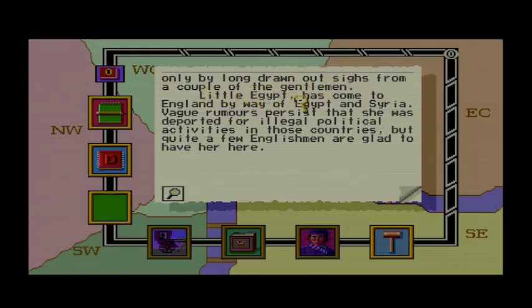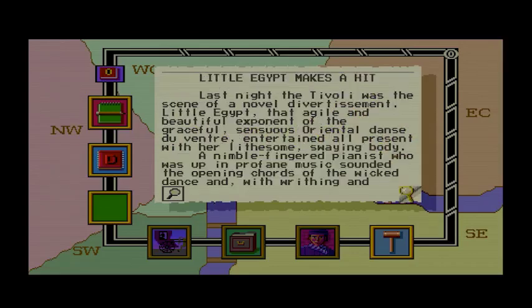Little Egypt has come to England by way of Egypt and Syria. Vague rumors persist that she was deported for illegal political activities in those countries, but quite a few Englishmen are glad to have her here.